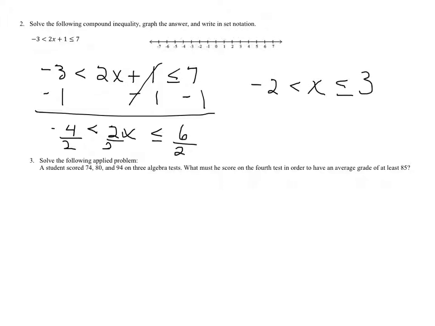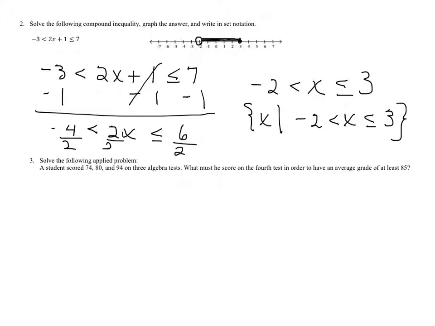Then, of course, I'm going to graph it. I'm going to have an open circle on negative 2 because it's strictly less than, a closed circle on 3, and then I'm going to fill it in between. And then I'll write it in set notation. x such that negative 2 is less than x, which is in turn less than or equal to 3. Bada bing, done. And we've solved a compound inequality.